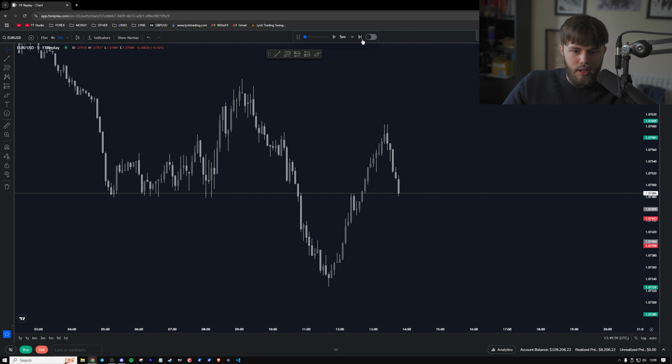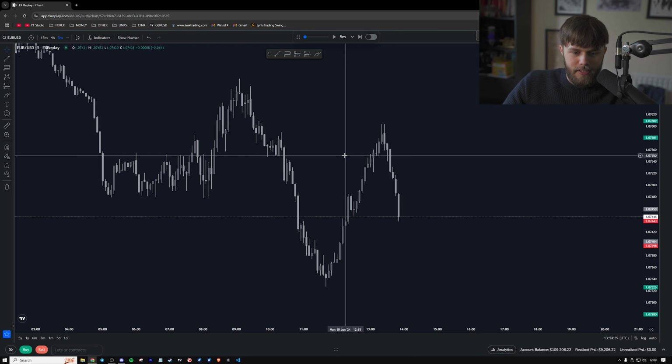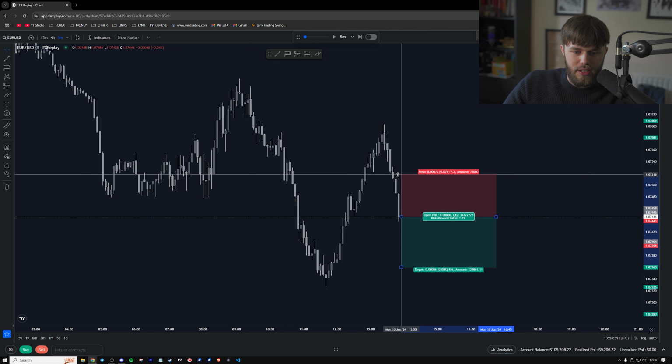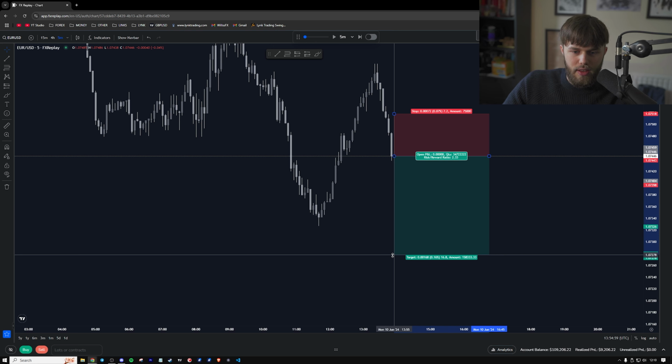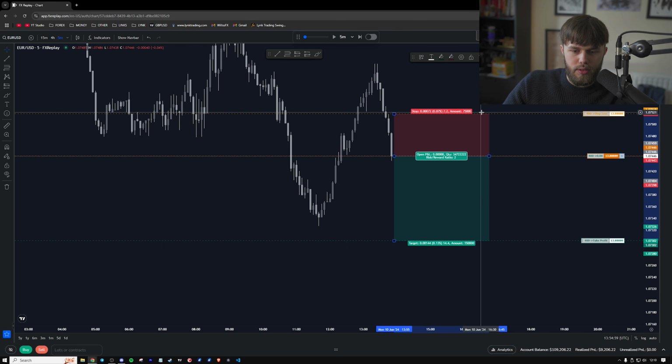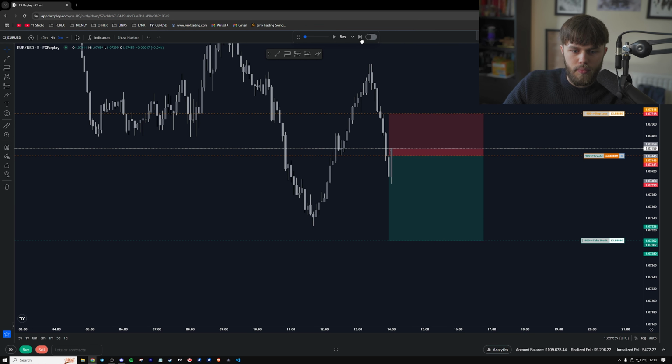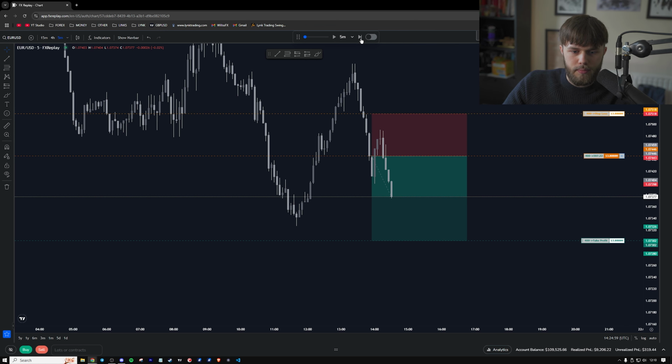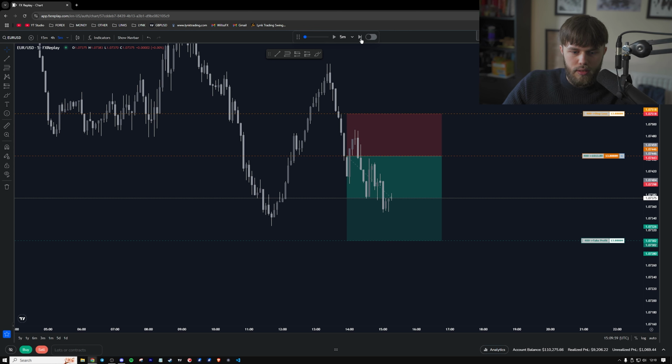Okay, so this one. We have technically, this was the structure point. A lot of people would see it differently, but I see that as a structure point. So we're going to have that there, stop loss there, and then take profit here. Place order. There we go. See if we can melt.